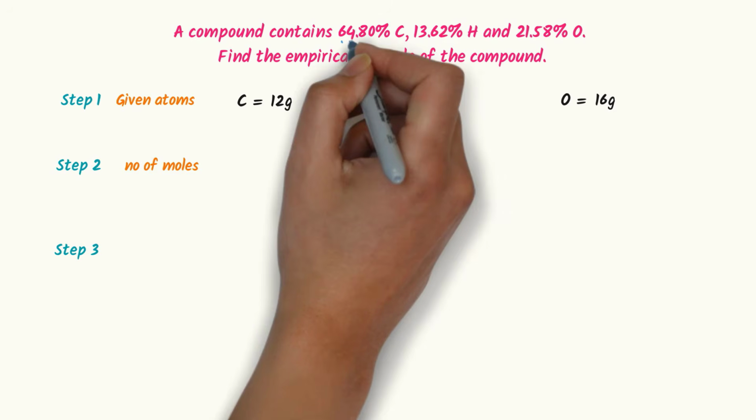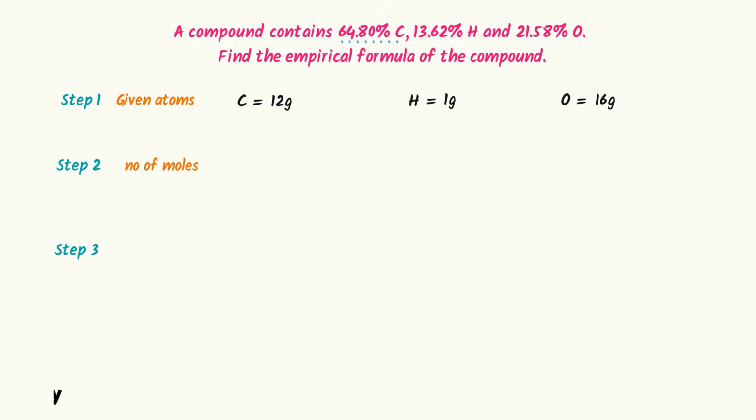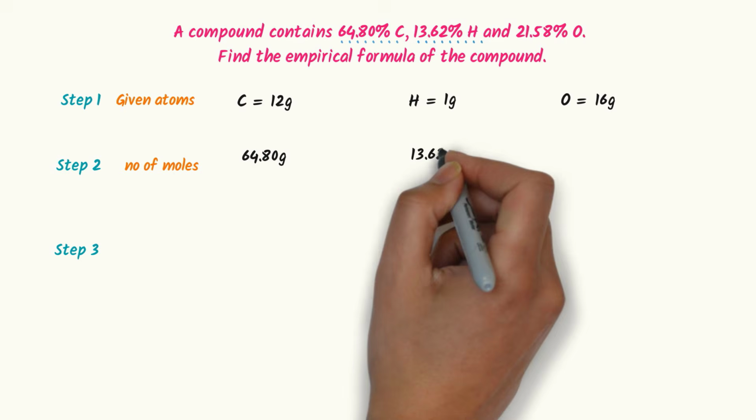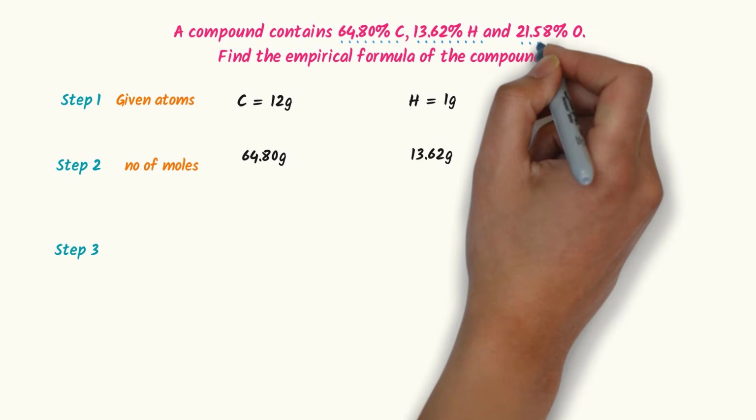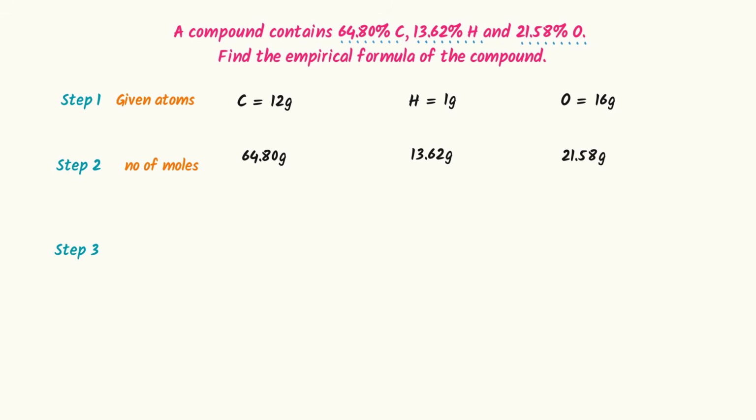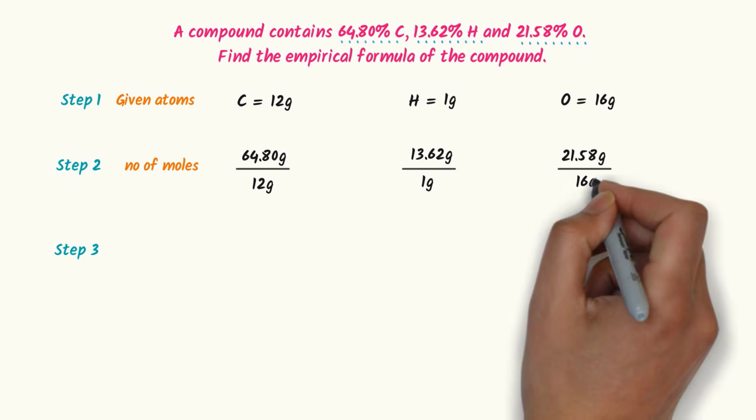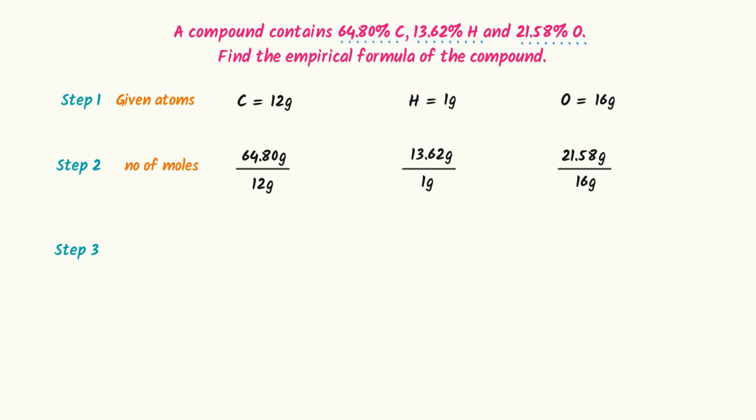In the second step, I find the number of moles of each atom. The given mass of carbon is 64.80%, or I write 64.80 gram. The given mass of hydrogen is 13.62 gram and the given mass of oxygen is 21.58 gram. To find number of moles, I divide given masses by their respective gram atomic mass. The gram atomic mass of carbon is 12 gram, hydrogen is 1 gram, and oxygen is 16 gram. After calculation, I get 5.40 moles of carbon, 13.62 moles of hydrogen, and 1.35 moles of oxygen.